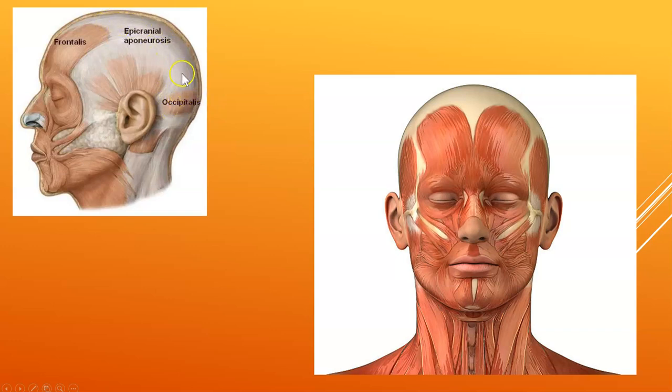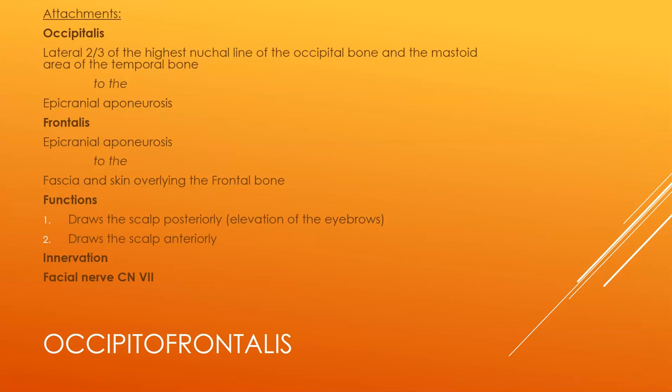And you'll see this vast epicranial aponeurosis, which connects the two muscles together over the vertex of the skull itself. So its attachments, occipitalis is the lateral 2/3 of the highest nuchal line of the occipital bone and the mastoid area of the temporal bone to the epicranial aponeurosis. So this is the posterior part of the muscle.